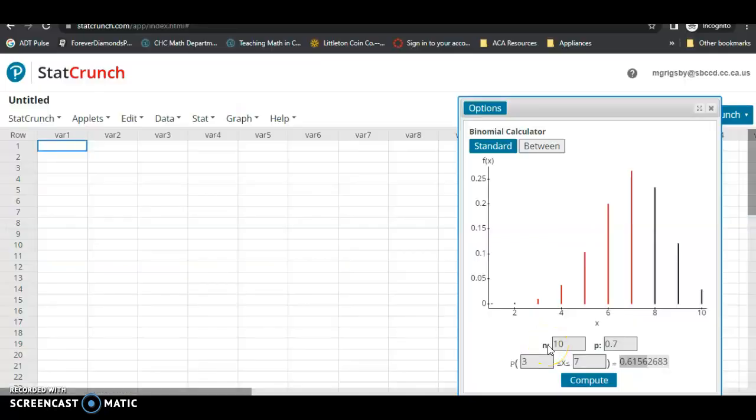In doing these types of problems, always make sure to enter the correct values for n and p, and keep in mind that the number of successes x can never be larger than n.